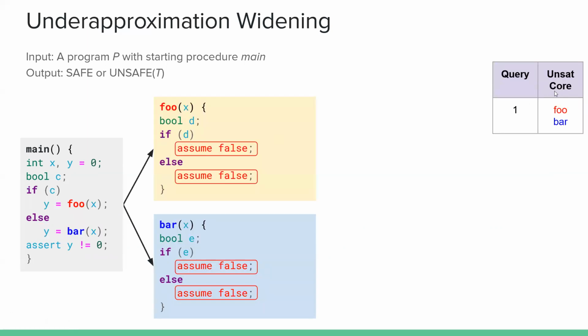So in the first query, our unsat core contains foo and bar. We inline those. Next, foo and bar also had two call sites, foo1, foo2, bar1 and bar2. Hence, we underapproximate the model. Again, we get unsat. So the assert is not satisfiable.